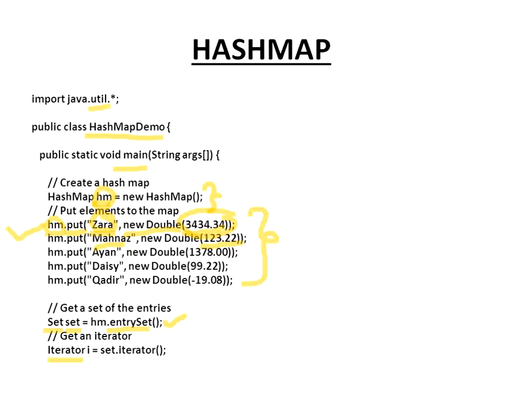Okay, it will start from Zara and it will go until Qadir. Okay, Daisy 99.22, Qadir minus 190.08. Okay, and after that, this is the output or anything else will be printed.